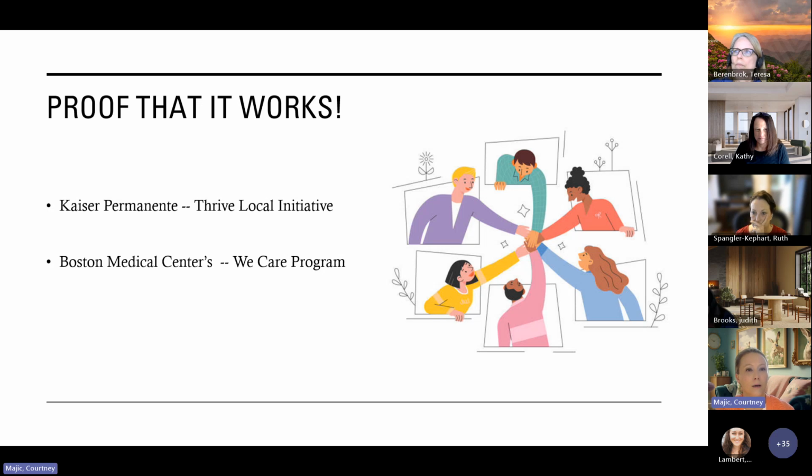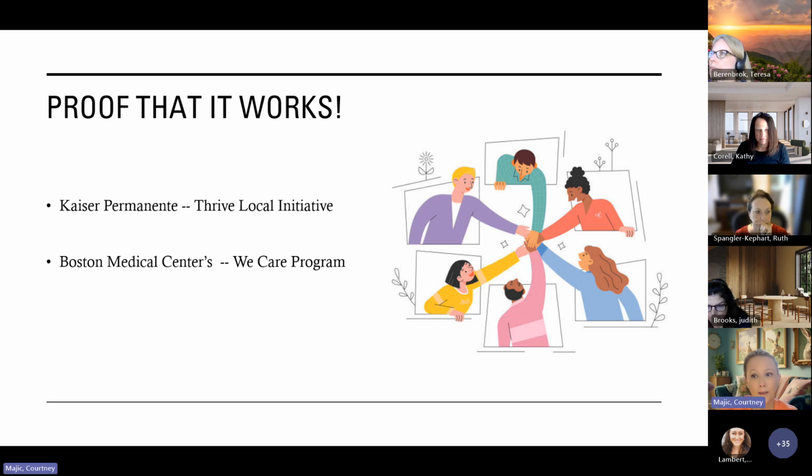Next we're going to talk about some more evidence-based research that shows that when everybody works together and we're following all of those steps that we talked about before, it works. Kaiser Permanente has a Thrive Local Initiative program, and Boston Medical Center has the We Care program. Both of these organizations used social determinant of health data captured from the screening tools and incorporated into the medical record documentation to guide overall patient care.